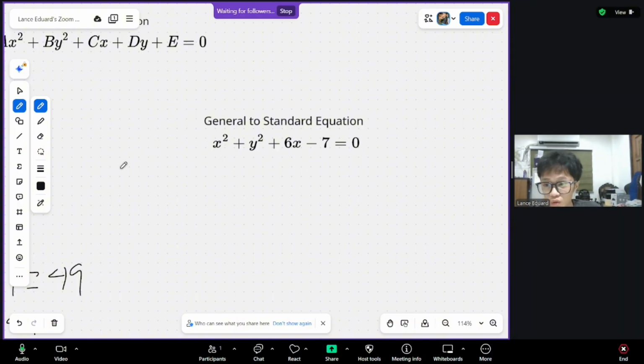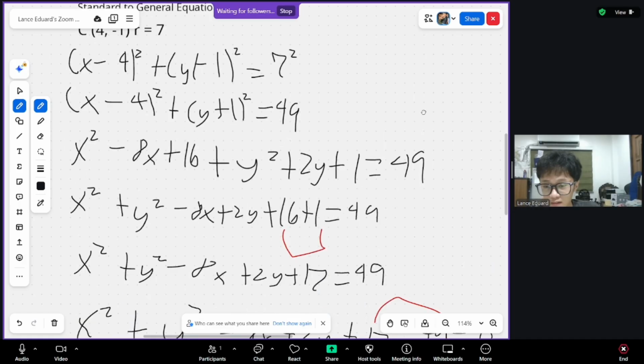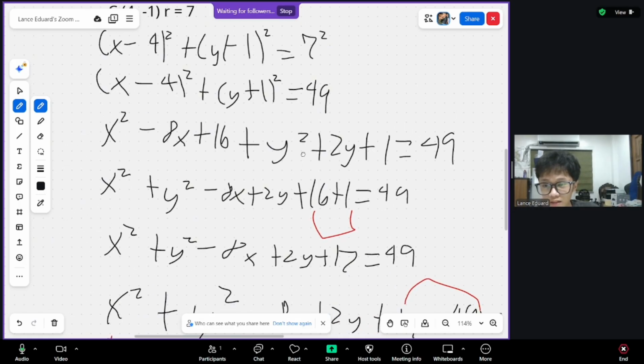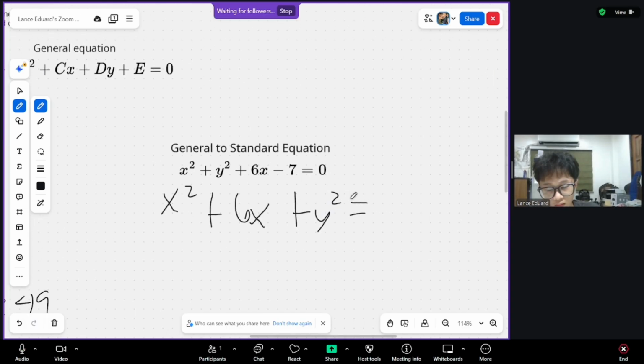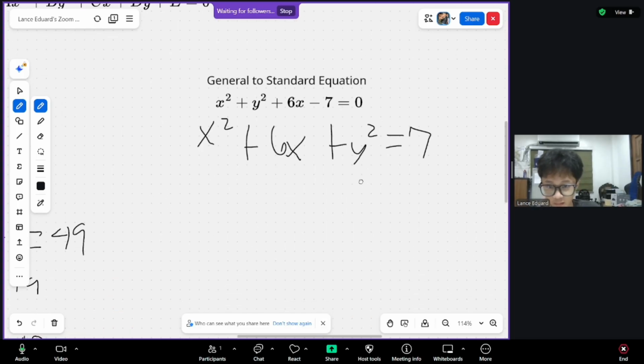So the first thing we'll be doing, like what we did here, is grouping the like terms. So it will be x squared plus 6x plus y squared, and we will be moving 7 to the right hand side. Since we are moving it to the right hand side, it's going to be positive. So it's going to be positive 7.